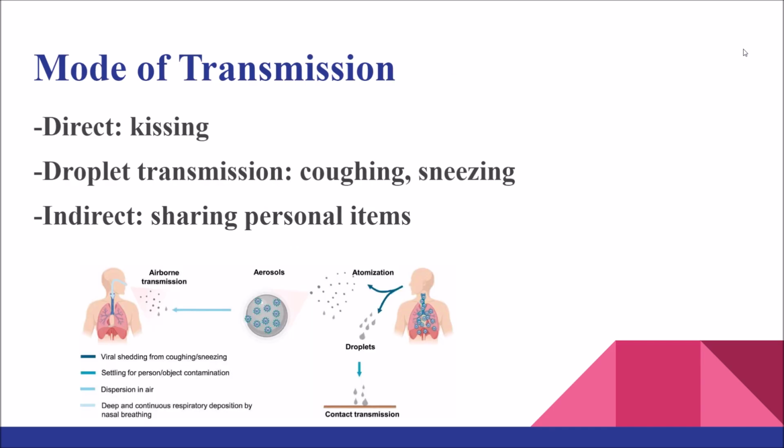harm. Mode of transmission. Streptococcus pneumoniae usually spreads by direct person-to-person close contact with others, such as kissing. It also usually spreads through droplet transmission by breathing in droplets produced by an infected person during coughing and sneezing. It can also spread indirectly through contaminated objects, such as sharing personal items.